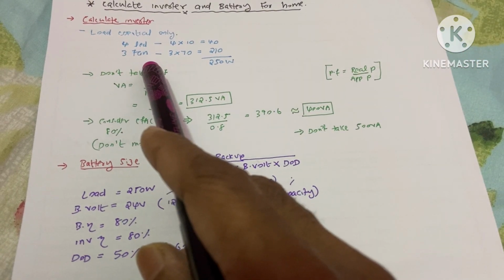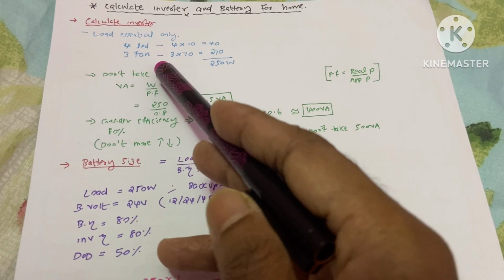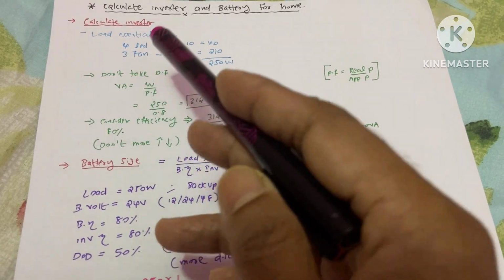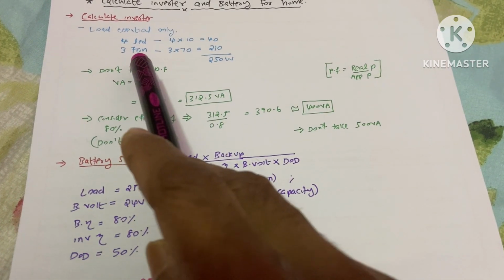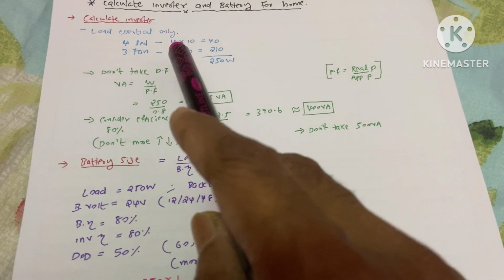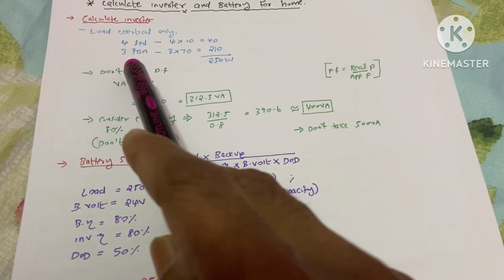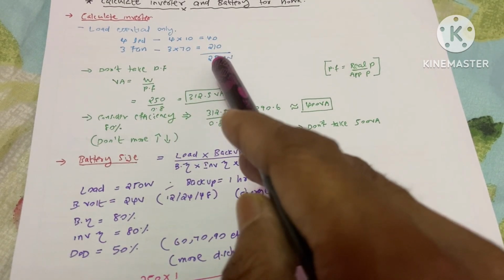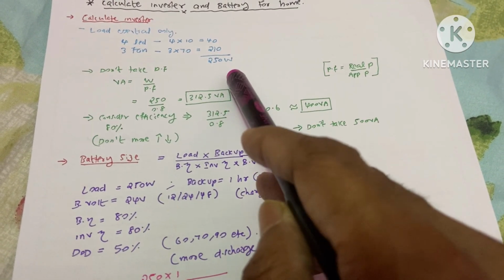Here I consider only the LED bulbs and fans because these are going to be very useful during the main power loss condition. Here one LED has 10 watts, so 4 LEDs have 40 watts, and one fan has 70 watts, and 3 fans have 210 watts. So the total is 250 watts.